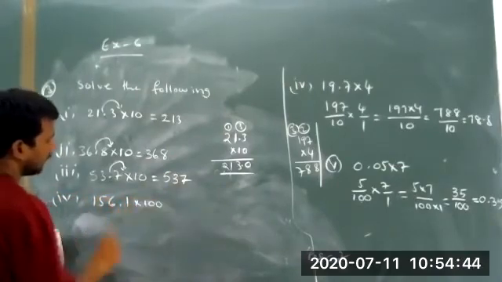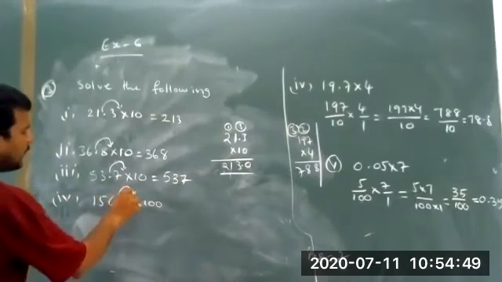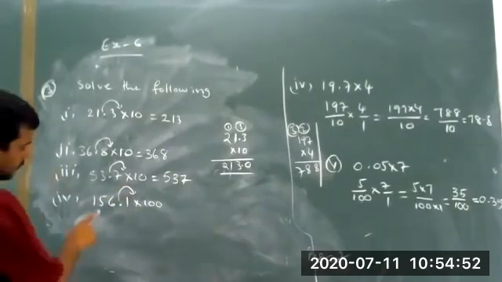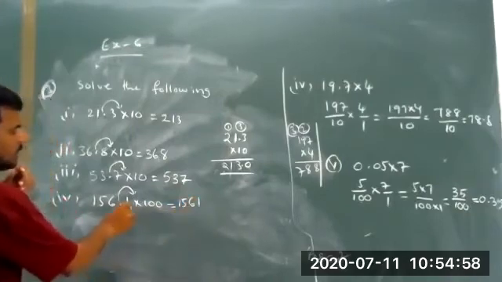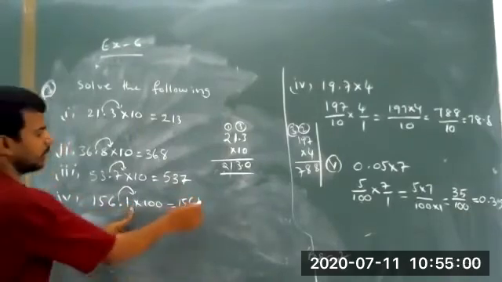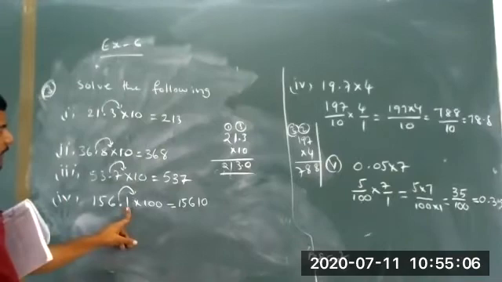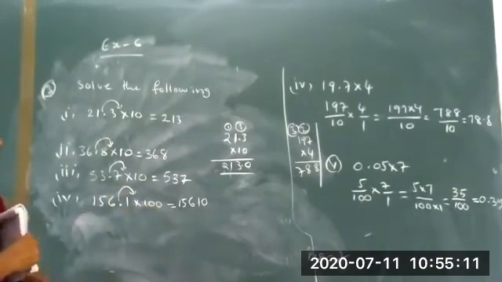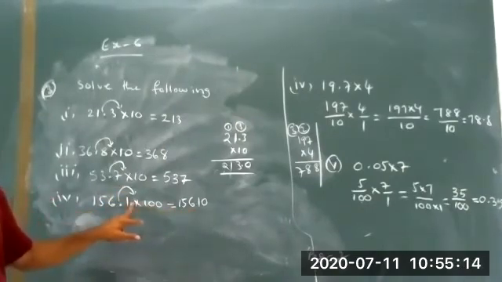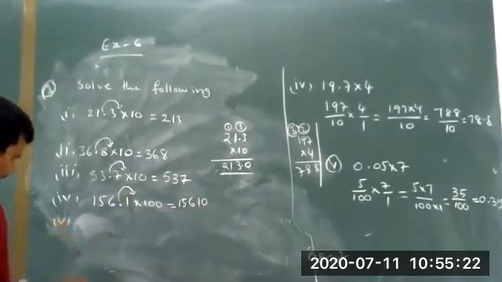One more problem. 156.1 into 100. Here 100 is given, so this decimal point moves to the right side two digits. So 156, and here one is there. One more digit is not given, so we keep 0. Why? Because here the decimal place has only one digit, but here 100 is given. So this decimal point moves to the right side two digits. So the 100 place value is not given. That's why we keep 0 here.